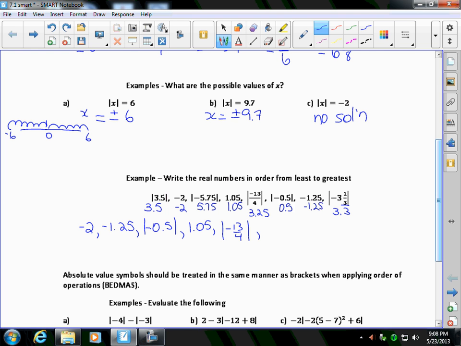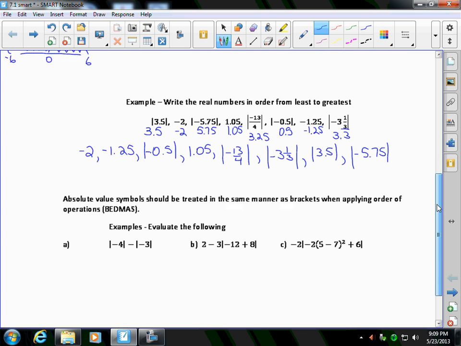Then comes my 3.3, so that's -3 1/3, absolute value of that. Then 3.5, so absolute value of 3.5, and then my last value was the -5.75, or absolute value of that. You have to be careful when you're writing your absolute value signs that you make them bigger than your ones, so that you know it's not 11, or that it's not looked at as the first digit in your number.